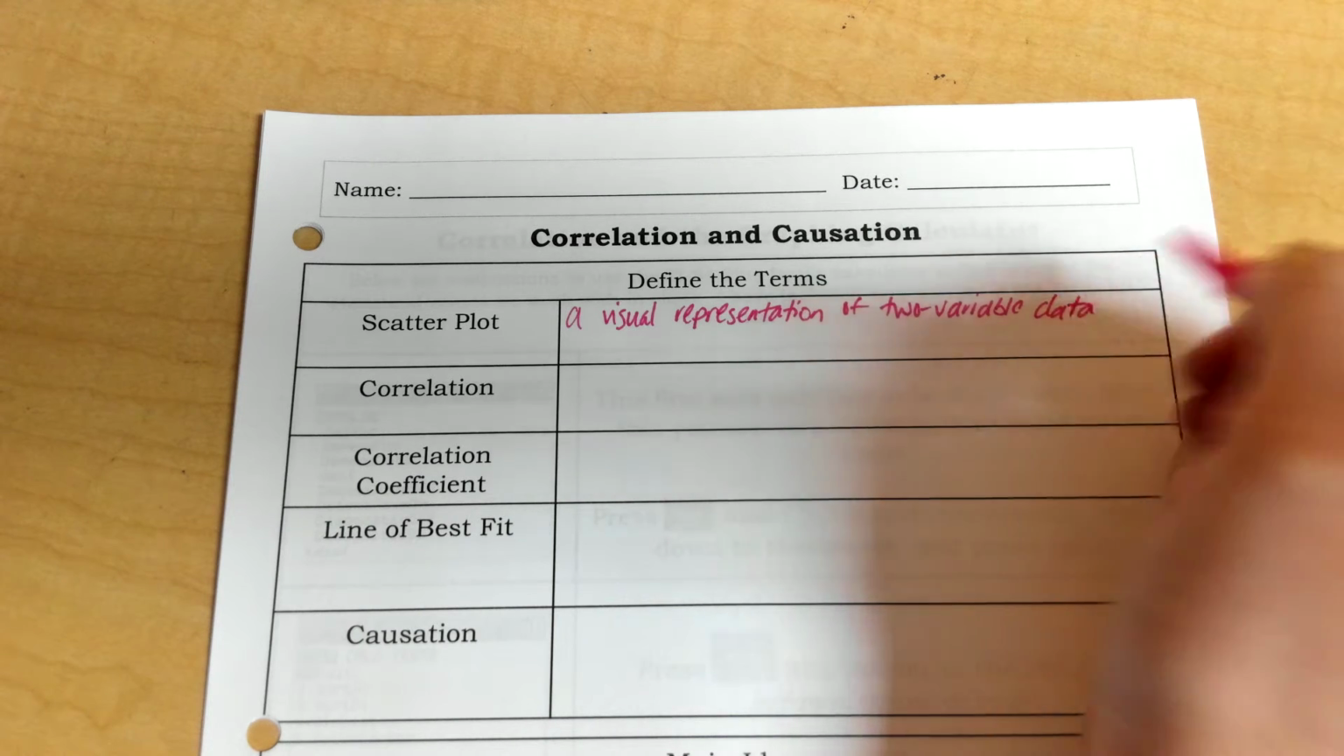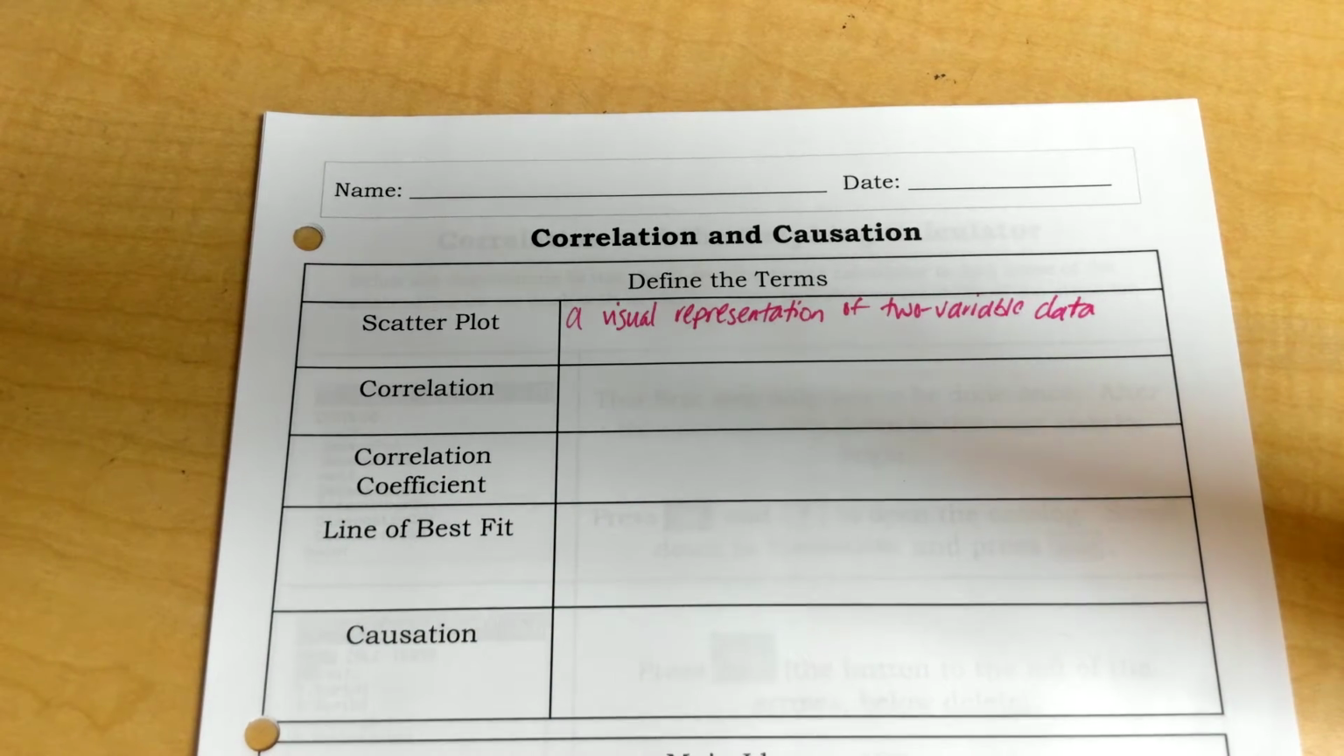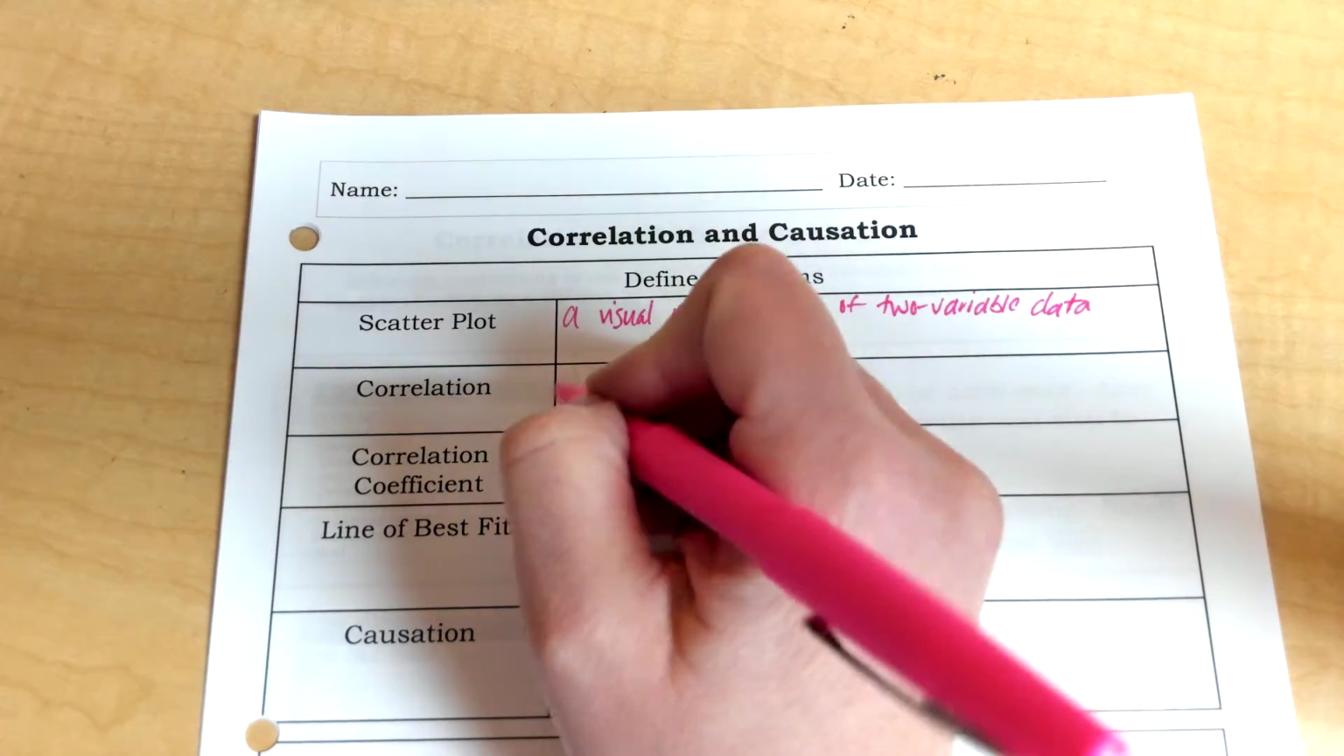And so when we're talking about scatter plots, I want you to think about points on a graph. That's really what we're dealing with. There's an x-axis, that's one set of variables, a y-axis, it's another set of variables, and we're plotting those points on a graph.